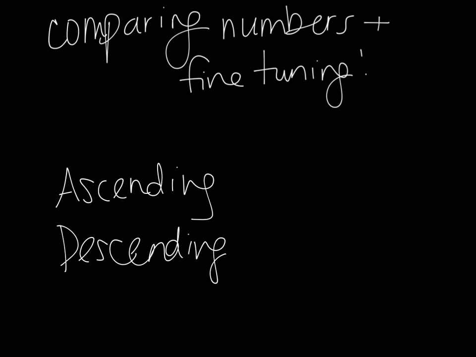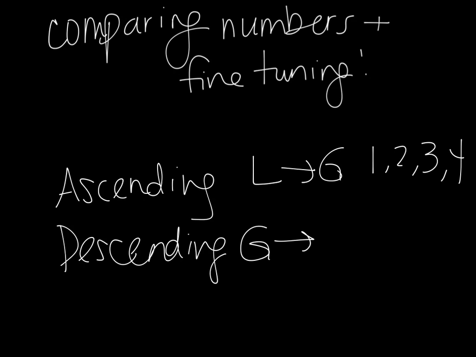Ascending means to go from least to greatest, like to go 1, 2, 3, 4, right? You're going least to greatest. Descending means to go from greatest to least. So you're going the opposite: 4, 3, 2, 1.